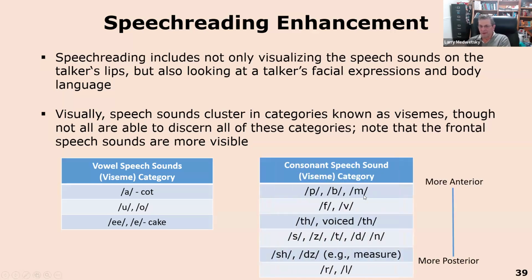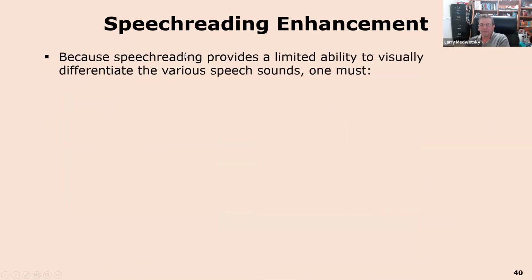And then here are P, B, and M. If I didn't say anything, they look exactly the same. So for every one of these, the sound without any voicing would look exactly the same. The ones produced with the lips are easier to see than, for example, K and H, which are all the way in the back of the throat and you'll never see them. So you will learn about that in speech reading.